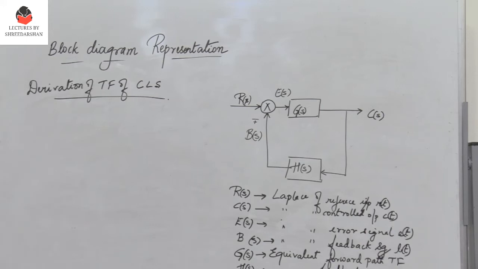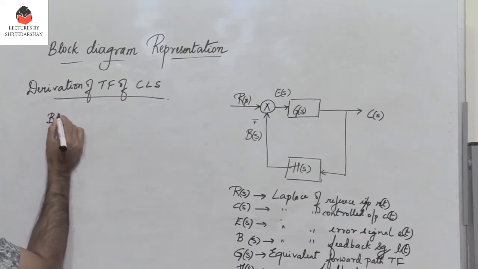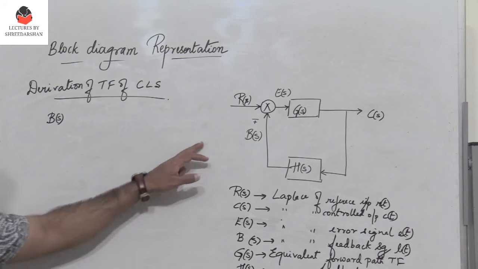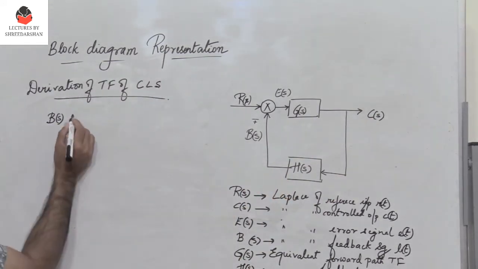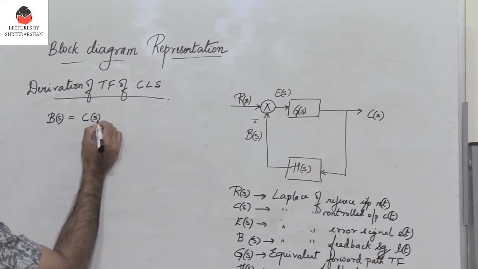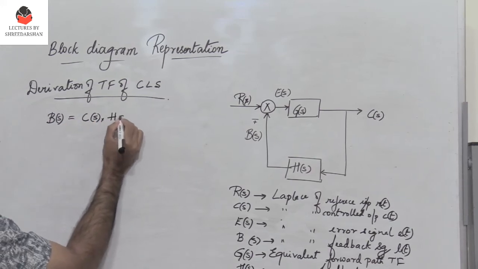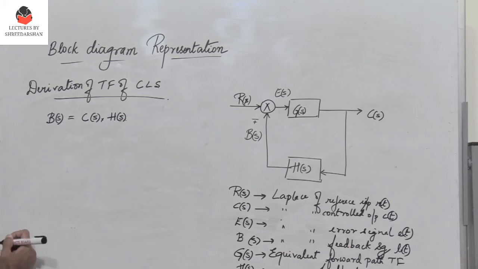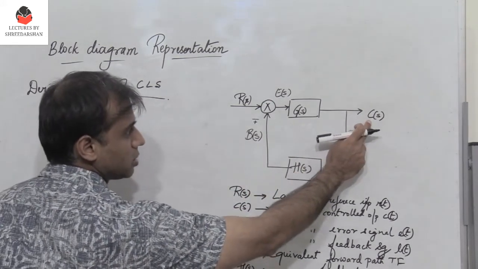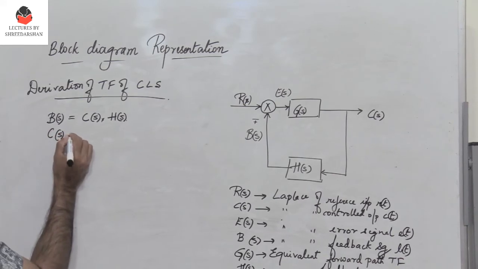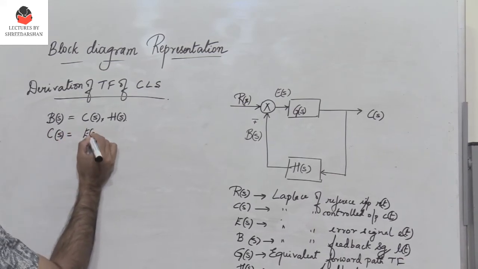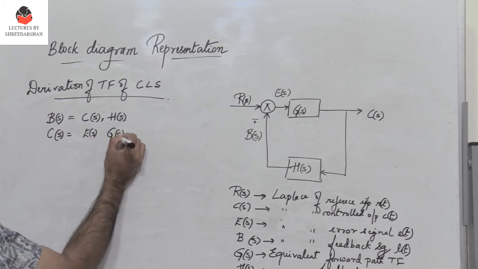Now let us consider B of S. What is B of S equal to? B of S is equal to definitely C of S into H of S. So I write B of S as C of S into H of S. And then I have C of S, which is nothing but E of S into G of S. So C of S is equal to E of S into G of S.